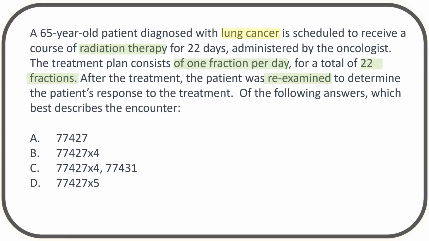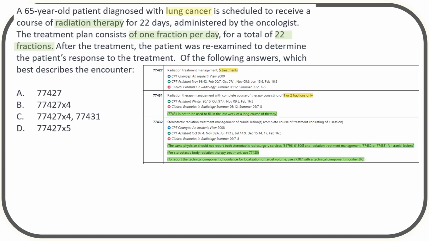All right, I gave you way more time than I should. I want to get right to the business of the code language. So what I did was I shunned my section. 77427 is radiation treatment management, first 5 treatments, or to clarify it, first 3 to 7 treatments, or final 3 to 7 treatments. I'm going to let that marinate.